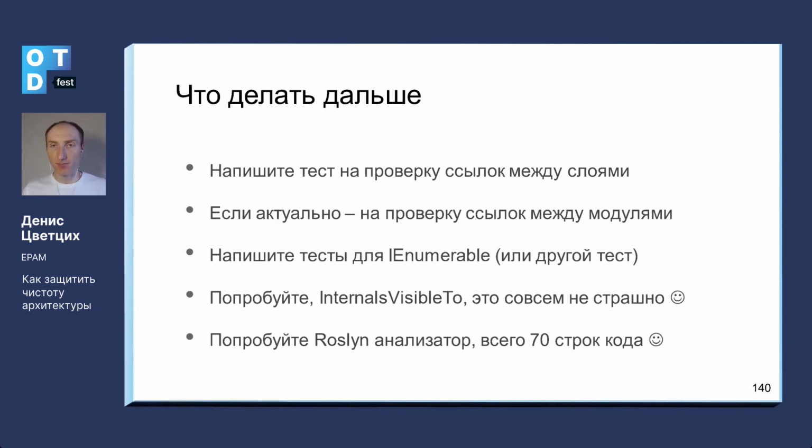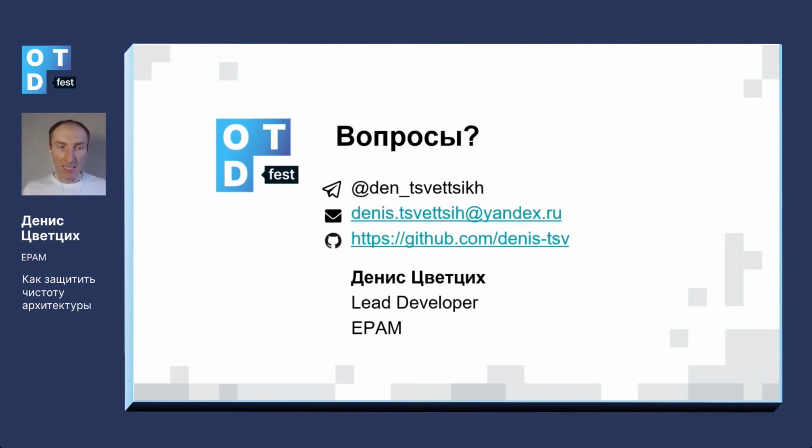You can also try to create a Roslyn analyzer. You just spend like 70 lines, like 2 lines of coding. It's quite simple. That's it from my side.